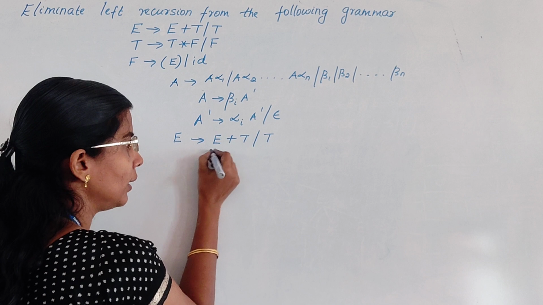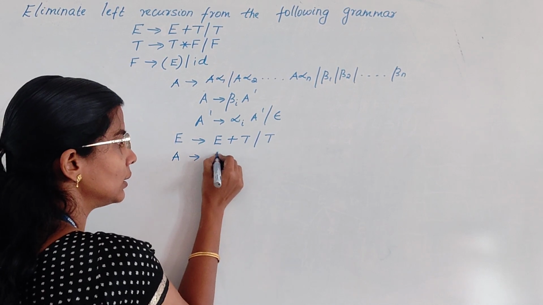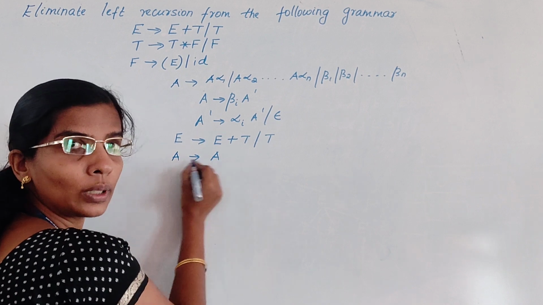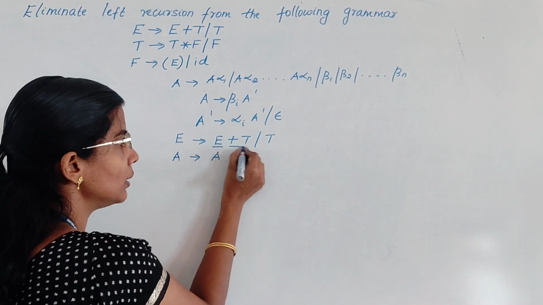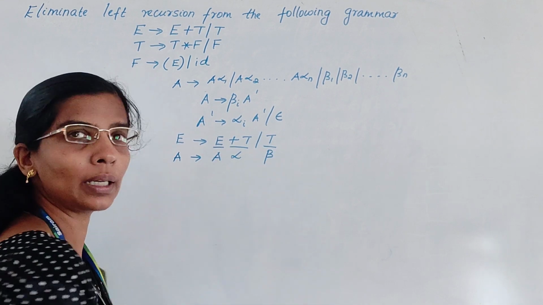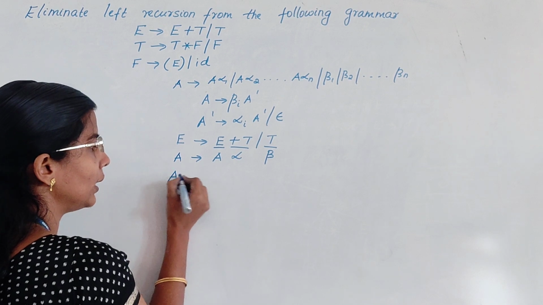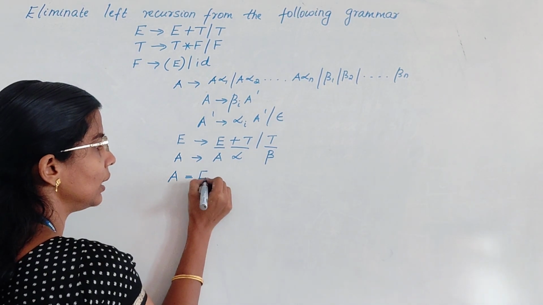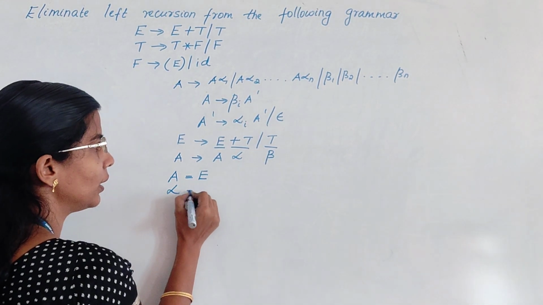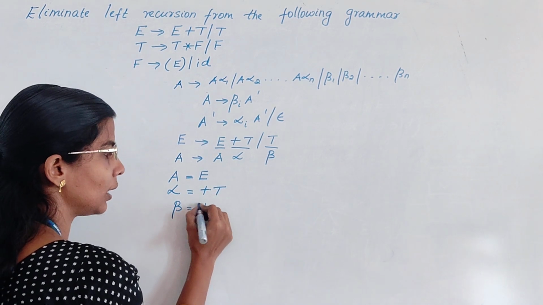So if this is your A, and this is again A, that's the left recursion, this part is your alpha part and this part is your beta part. Hope I am clear. So what is your A here? A is E. And what is your alpha? It is plus T. And what is your beta? It is T.